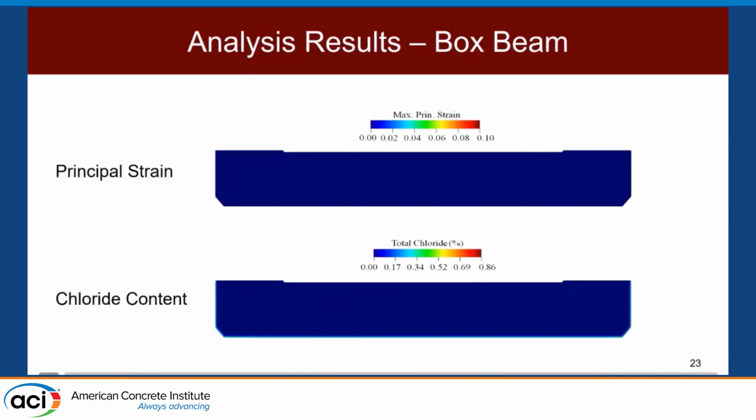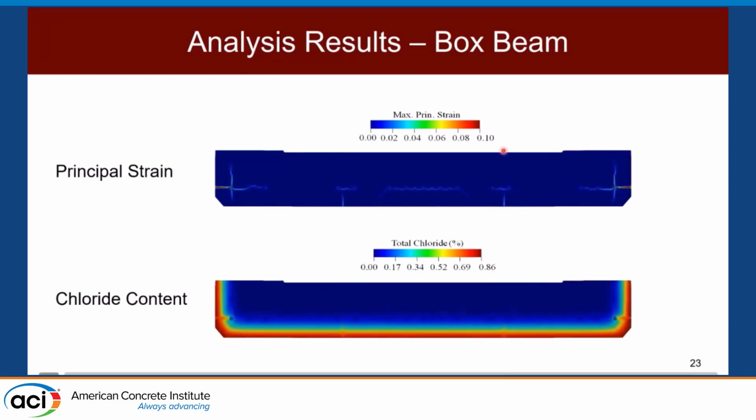Similar conclusions are reached for the box beam analysis, where once again these are close-ups of the bottom flange, or the vicinity of the bottom face of the box beam section. And again, we can see on the top the gradual formation and propagation of corrosion-induced cracks. And also at the bottom, it can be seen that the crack locations constitute pockets of increased chloride ingress.